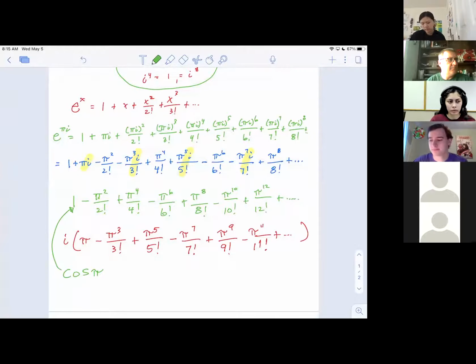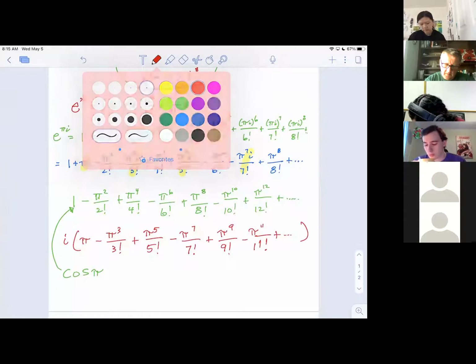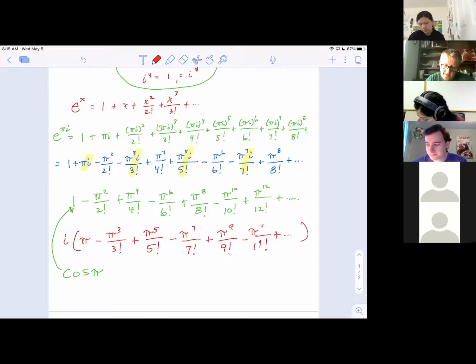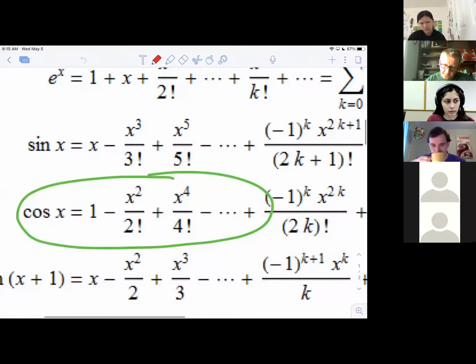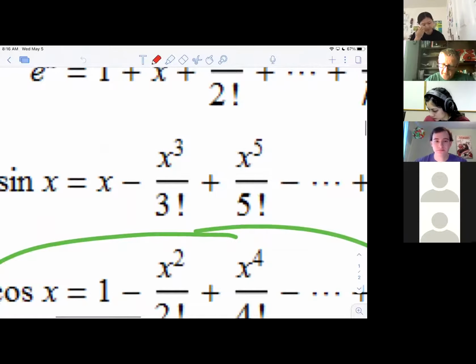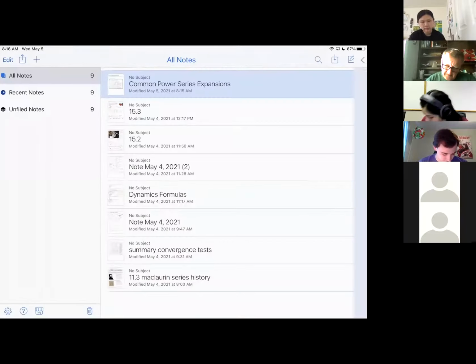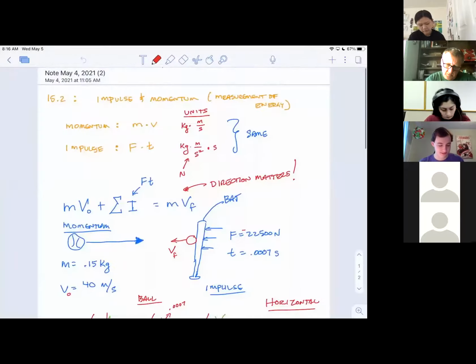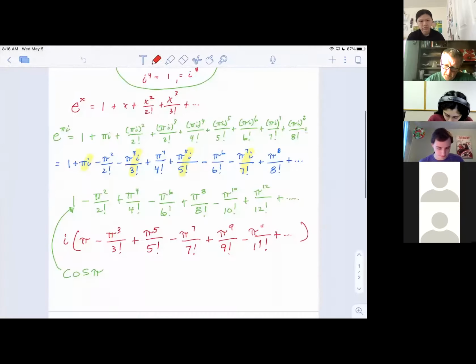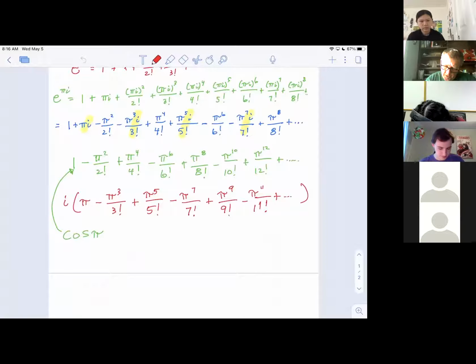Isn't it? Exactly. The red series starts out with pi, and well, there's an i out front, but there's a pi and then a pi cubed and a pi to the 5th. Well, look at sine: there's an x and an x to the third and an x to the fifth. Well, that's exactly the same as not the sine of x, but the sine of pi, isn't it? Whoa, where did my note go? There it is. Wow, so this one is actually i times the sine of pi.